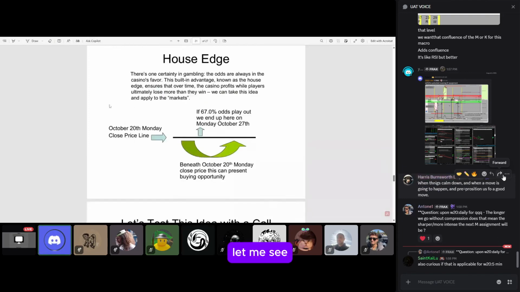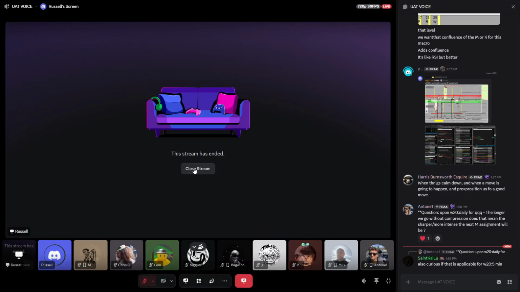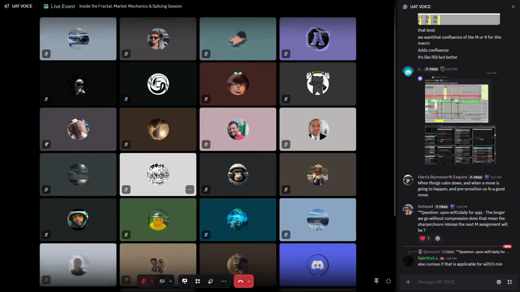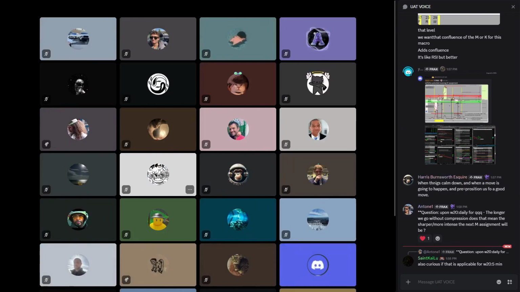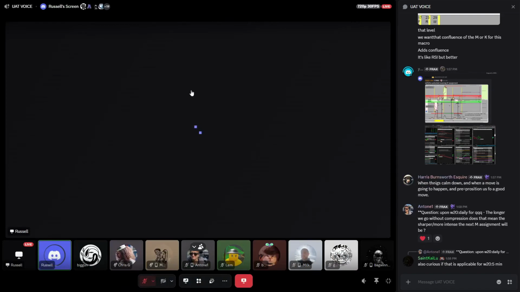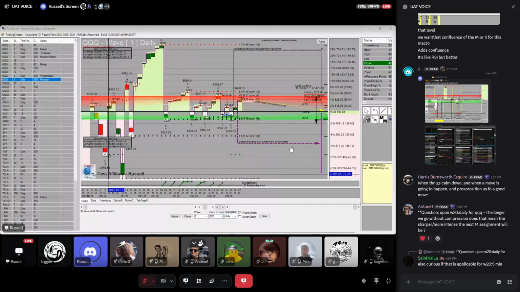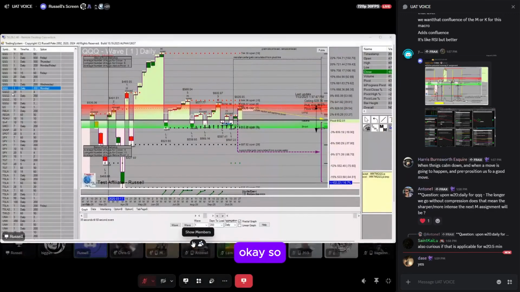Yeah, so let me see if I can share. Oh, Lord. Okay, I think I have to stop streaming and restart it. Let me see if I can share. You see the graph? Yep, I can see it, this fractal graph. Looks good to me. Okay.